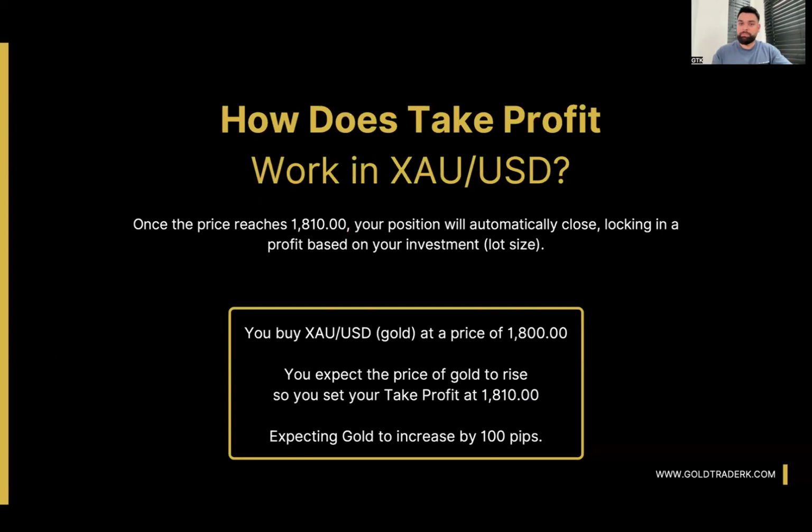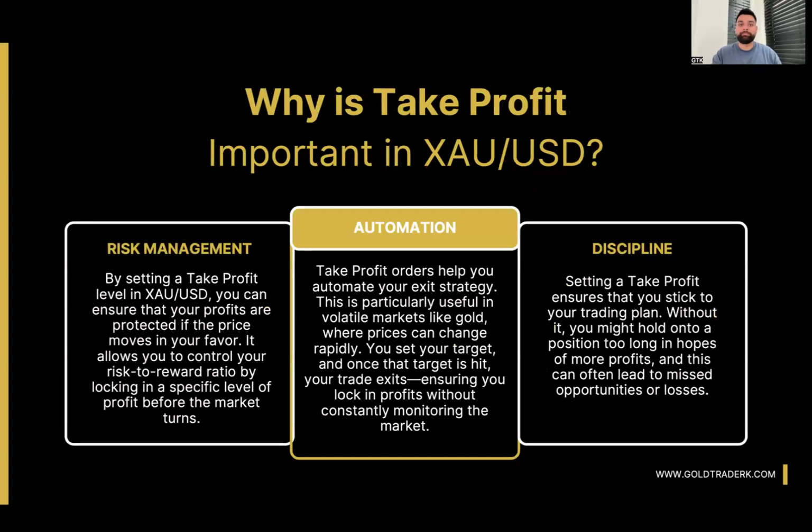Now, how does take profit work for XAU? Let's take an example. Let's say you've bought gold XAU at a price of 1800 and you've set your take profit at 1810, which is a 100 pip price increase that you're looking for. Once the price reaches 1810, your position will automatically close, locking in a profit based on your investment, which will be your lot size. That's how take profits work in XAU.